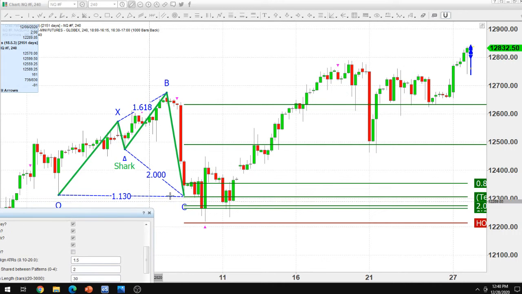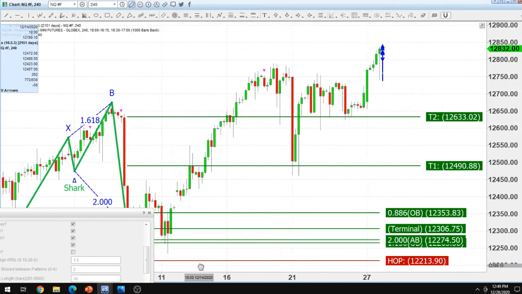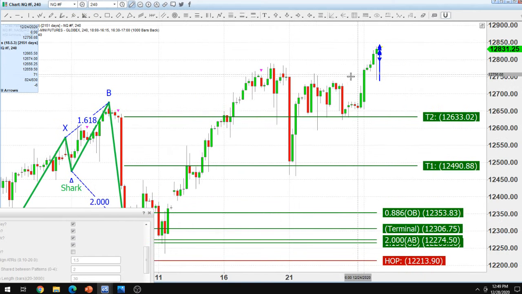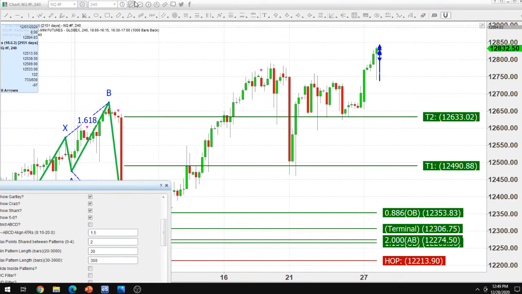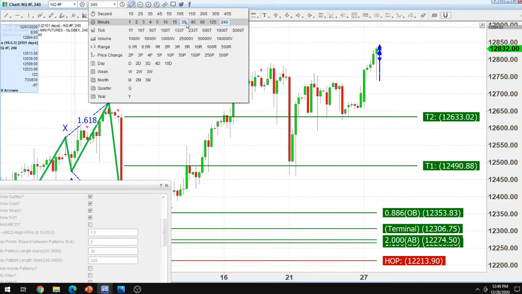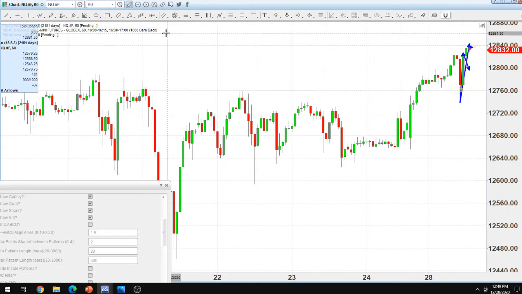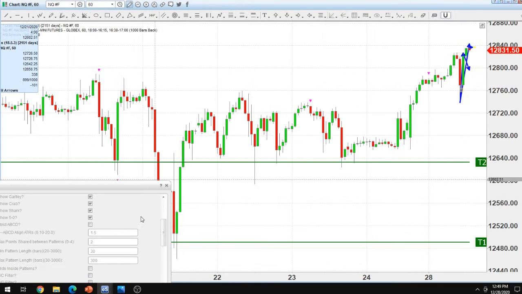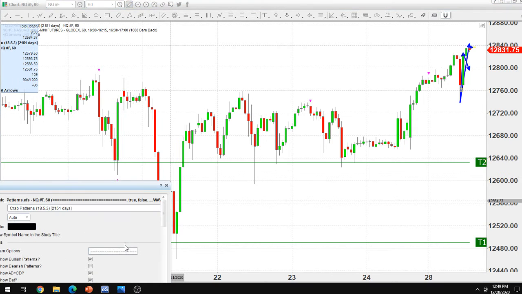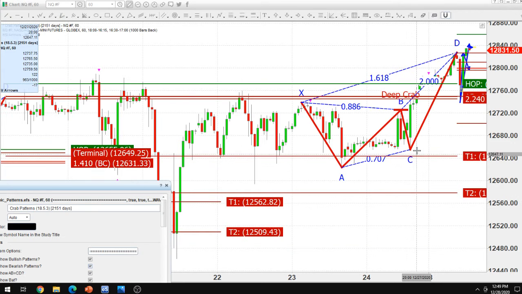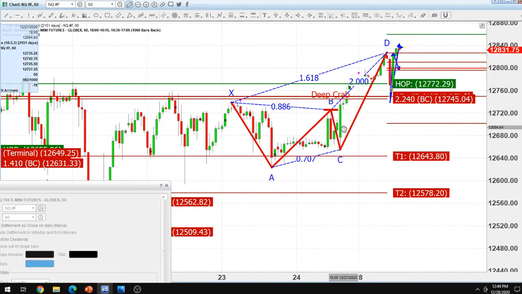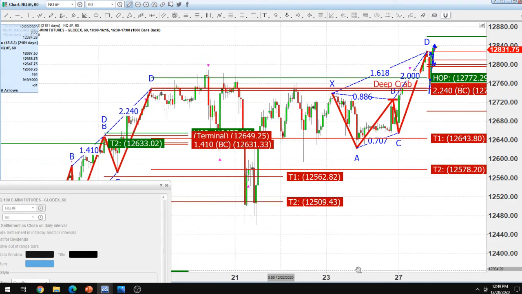Now, here is a shark pattern on the 4-hour chart that has done an explosive type 1 move and just keeps on going. Now, this is one of a few. Let's look at the 60-minute because we're now probably better to look at a crab pattern. Bring that up. And we're back up there retesting. We talked about this this morning. We're retesting this. There's a couple of crabs up here. S&P is even better.